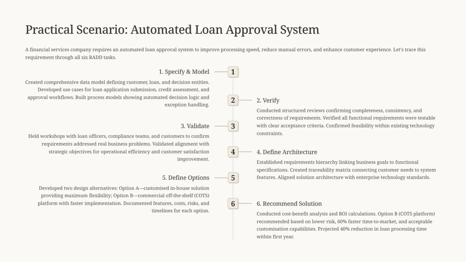Let's apply everything with a real-world scenario. A financial services firm wants to implement an automated loan approval system to reduce manual work, speed up decisions, and improve customer satisfaction. Here's how the BA applies all 6 RAD tasks. Specify and model. Build data models for customer, loan, and decision entities. Create use cases for application and approval workflows. Visualize the automation process.